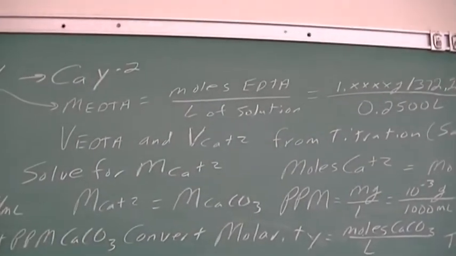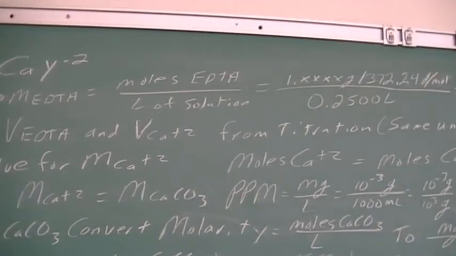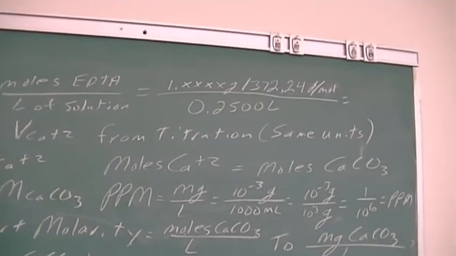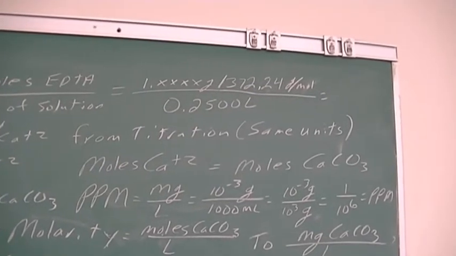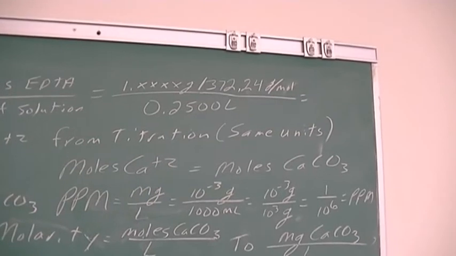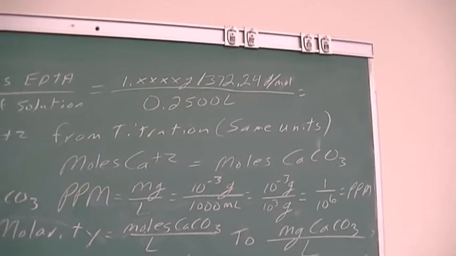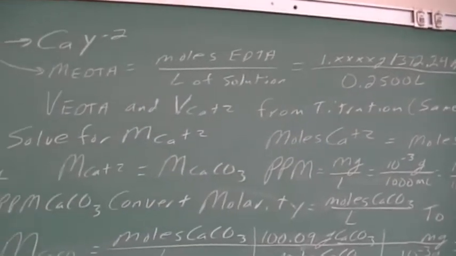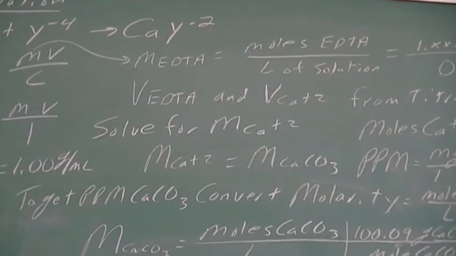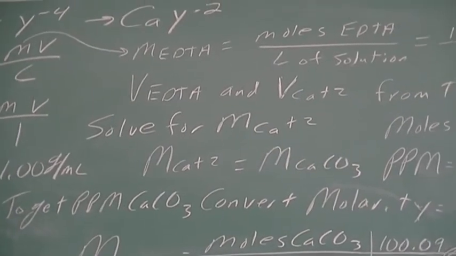Now your volume of EDTA and your volume of calcium plus 2 we are going to get from our titration. You can convert them both to liters if you want. You can leave them both in milliliters. The rule here when you have a volume on both sides of the equation is they have to have the same units. Alright, and so for this hardness of water, we are solving for the molarity of the calcium plus 2.